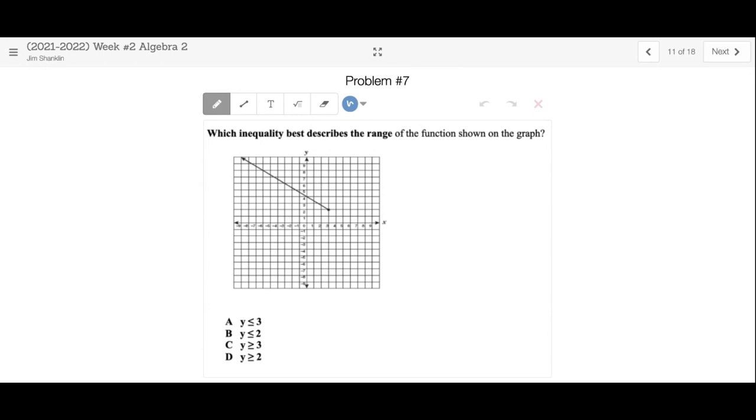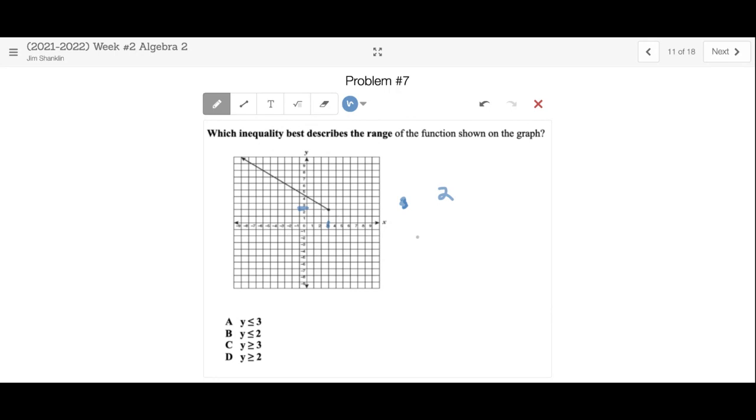We have somebody that says B, somebody that says D. If my eyes are correct, this looks like it's over 1, 2, 3. This looks like 3 here. So it's an inequality, and, oops, I'm sorry, it's this way. I'm dealing with range, so that's a 2.